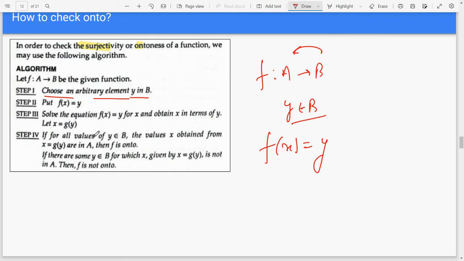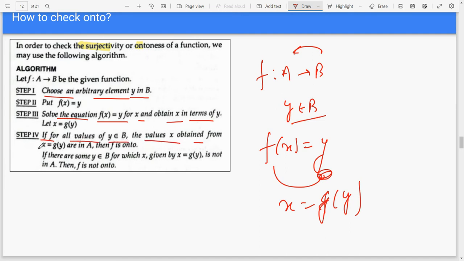And then you need to solve the equation f(x) = y for x and obtain x in terms of y. If you solve this equation, you will get x equal to some function of y, say g(y). Okay, not f, some function of y. Now if for all values of y belonging to B, the values of x obtained from x = g(y) are in A, then f is an onto function.